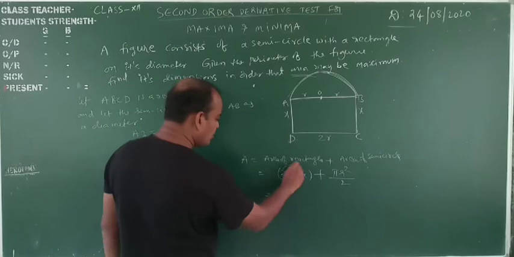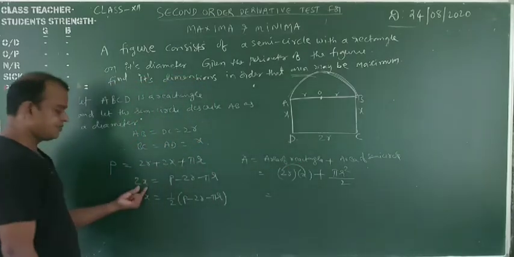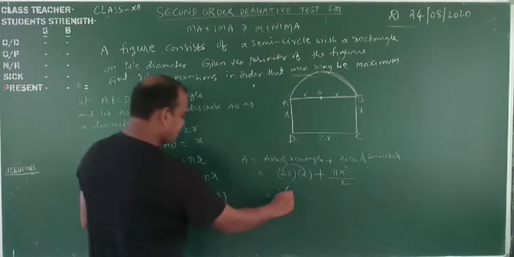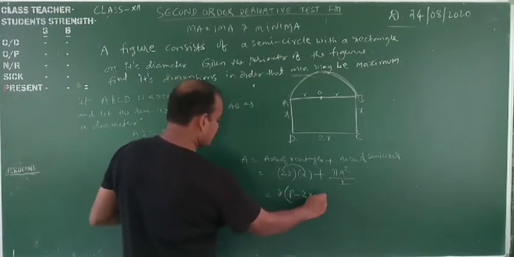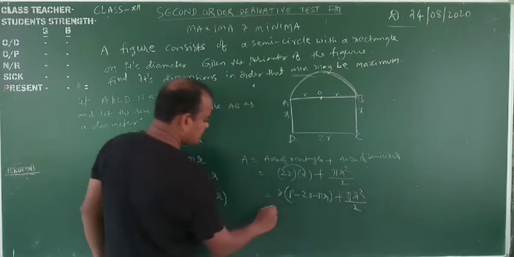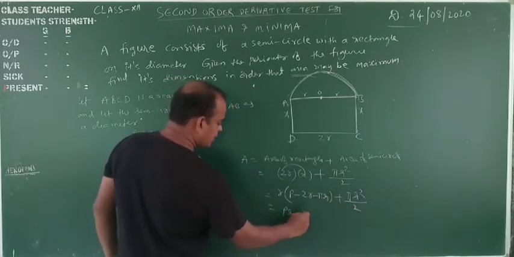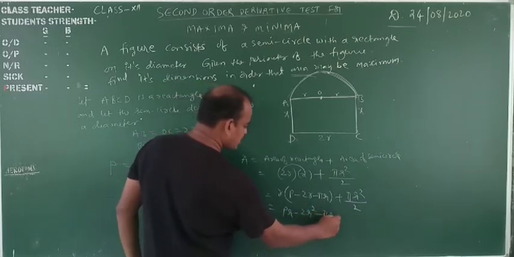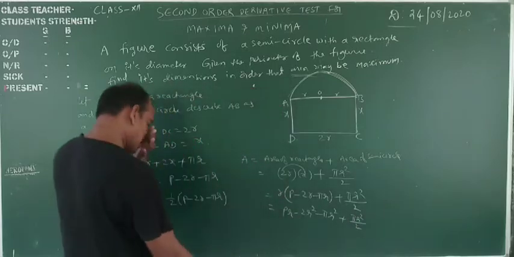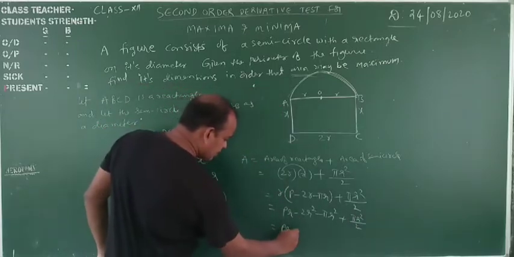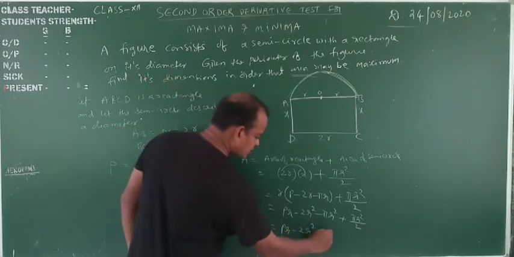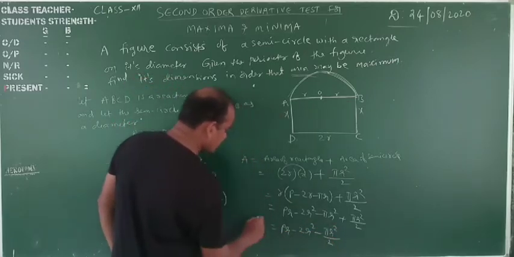Here observe that we already found the 2x. Now in front, r is there. So r into the 2x value, P minus 2r minus pi r, plus pi r square by 2. Now multiply: this is Pr minus 2r square minus pi r square plus pi r square by 2, which means minus pi r square by 2. This is A.